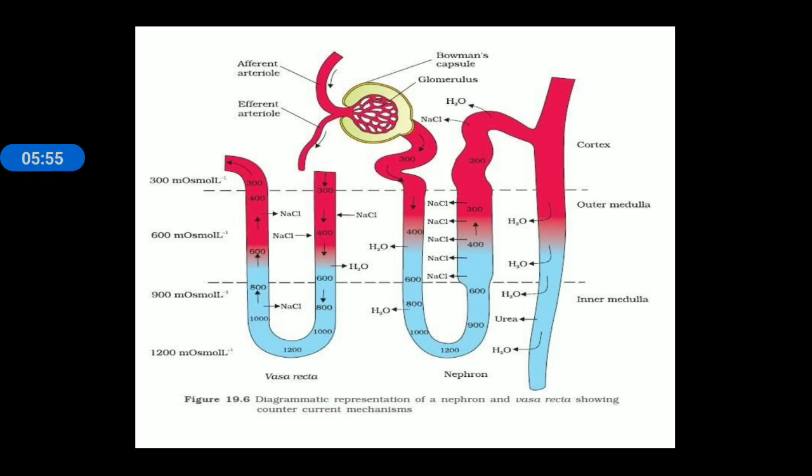Through the afferent arteriole, blood enters the glomerulus, and through the efferent arteriole, blood exits, and in the glomerulus filtration takes place. Sometimes useful substances are also filtered out, and the useful substances are reabsorbed by PCT, loop of Henle and DCT, and directly poured into the vasa recta.